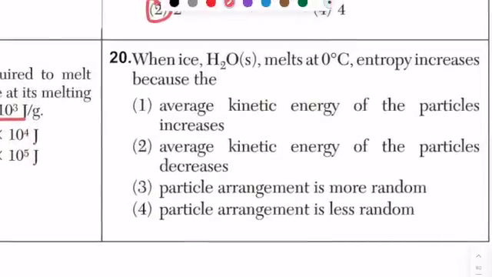When ice melts at 0 degrees Celsius, entropy increases because we are going from solid to liquid. So that means average kinetic energy of the particles is increasing. So they are moving more. But also, interesting. So average kinetic energy is actually not going to change because we are at the same temperature. So average kinetic energy will not be impacted. In fact, particle arrangement becomes more random.